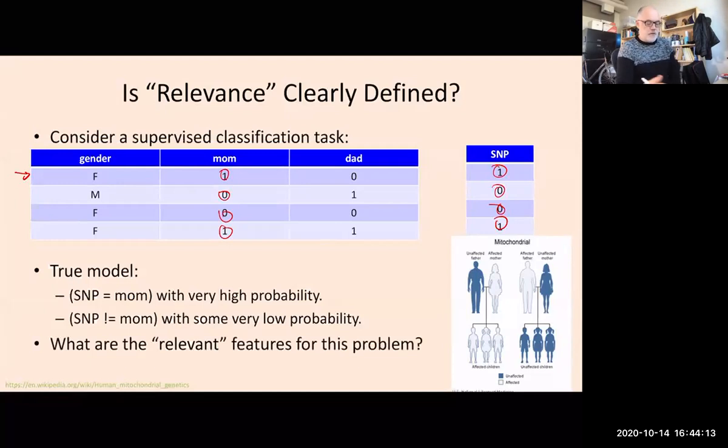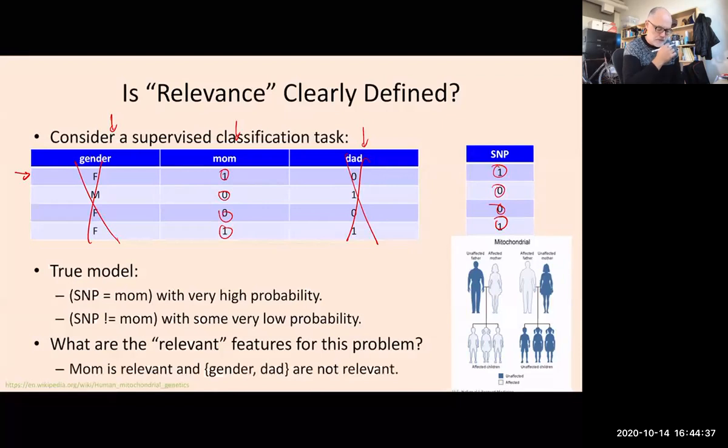Awesome. So what are the relevant features for this problem? These are the features that we'd like to select from. So clearly, just to be clear, these are not relevant features. The gender of the person doesn't matter at all. Whether or not the dad has the genetic defect doesn't matter at all. Only the mom, whether or not they have it because of the mitochondrial passing. So whether or not the biological mother has the particular mutation, that's the only thing that's relevant, and gender and dad are not.